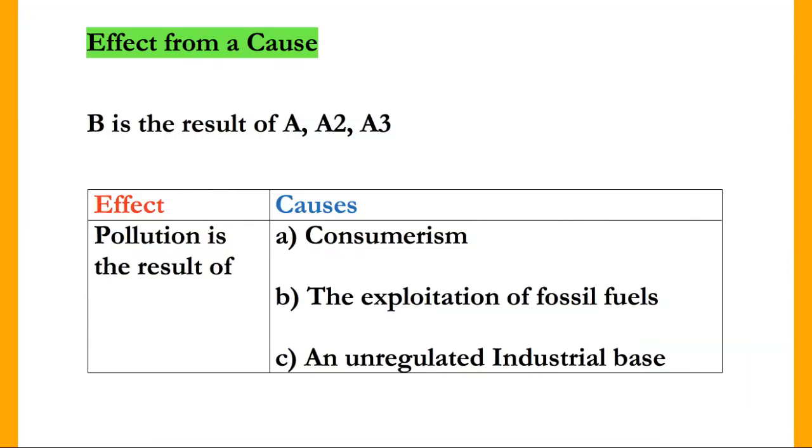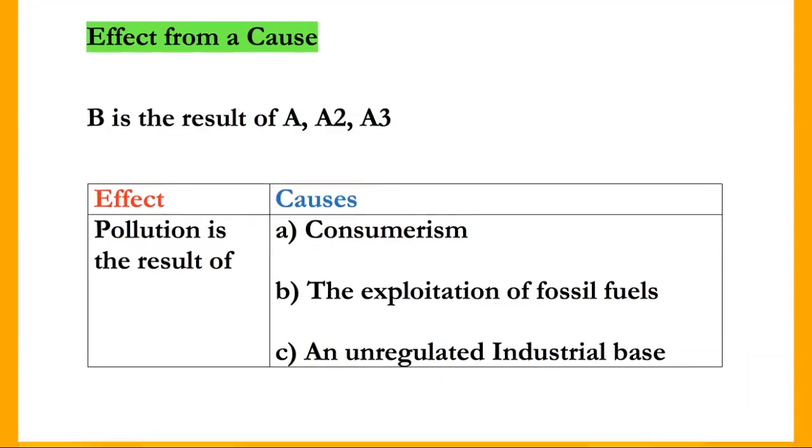And what are some of the causes? So note that rather than having several effects, we have one effect that has several causes as the variables. Pollution is a result of consumerism. Pollution is a result of the exploitation of fossil fuels, and the result of an unregulated industrial base. Okay, so let's take a look.